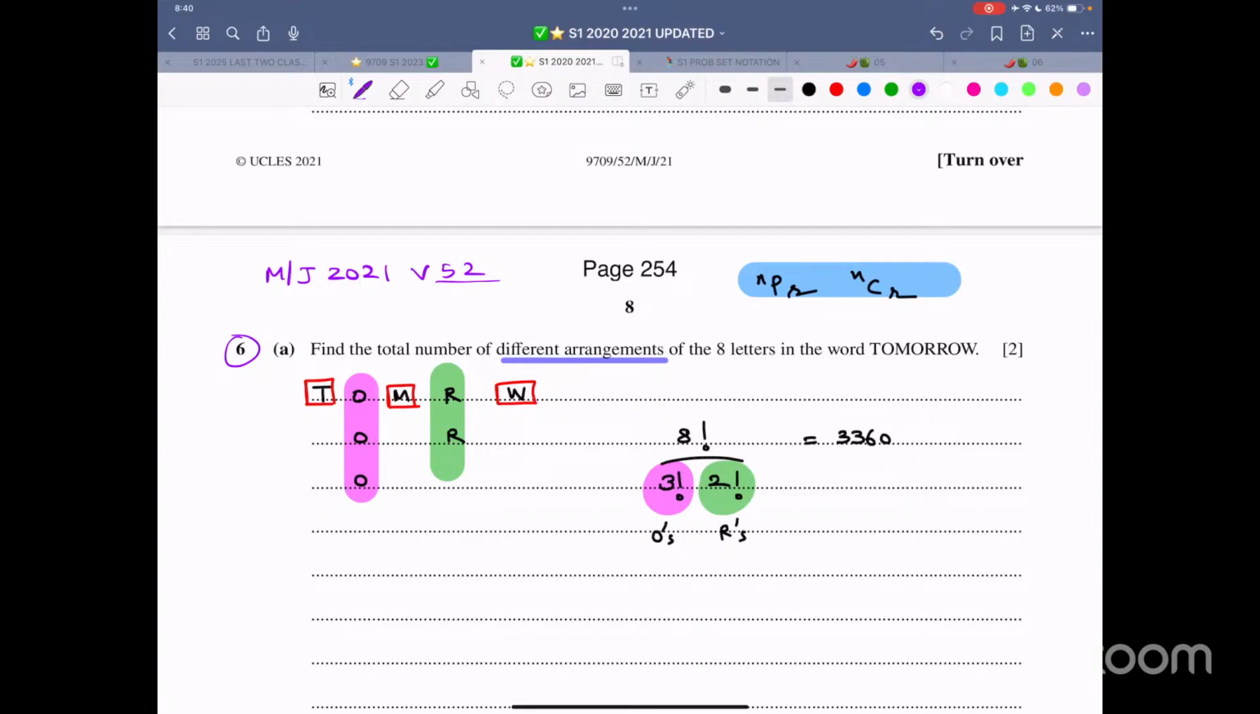So right now, let me focus on my S1 people. What are we focusing on? Hold on for a second. We are focusing on this particular question. There is a video, do check that out. Just type in this and my name. I think it has the title tomorrow. Over here, it says find the total number of different arrangements of the 8 letters of the word tomorrow. So that is how I break it.